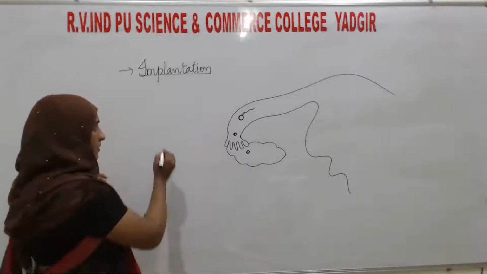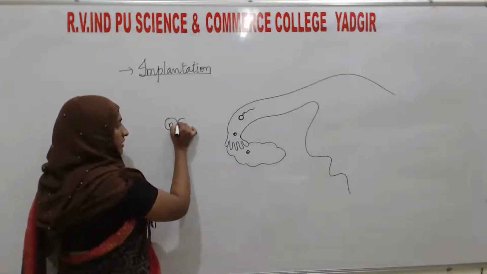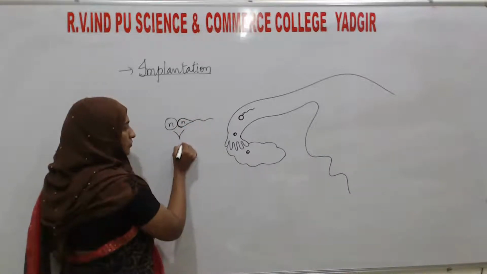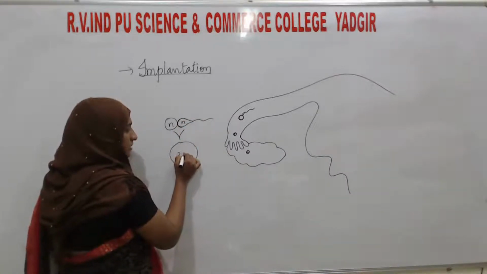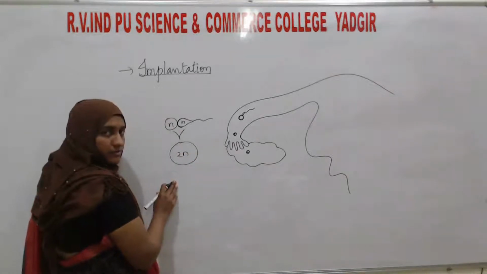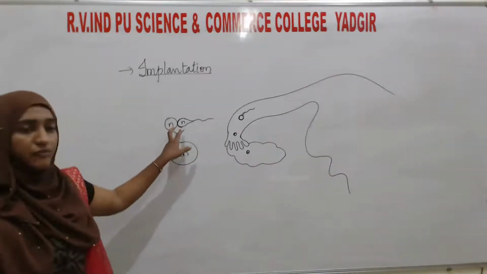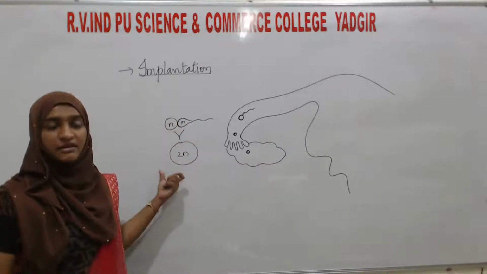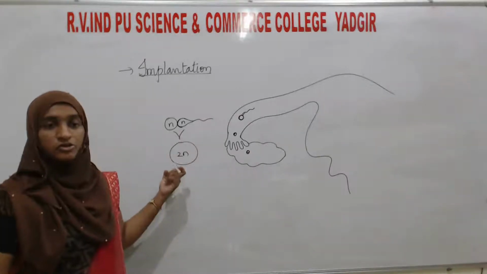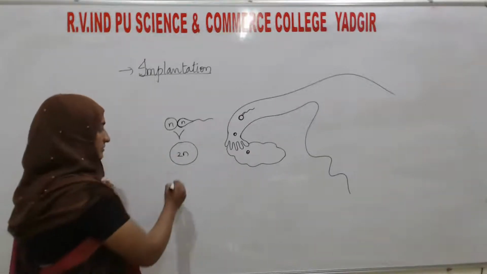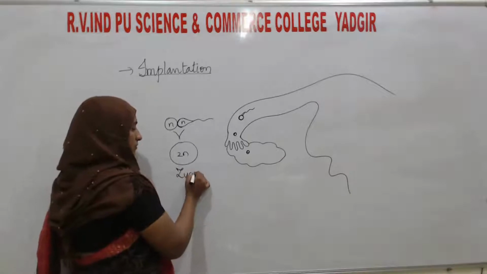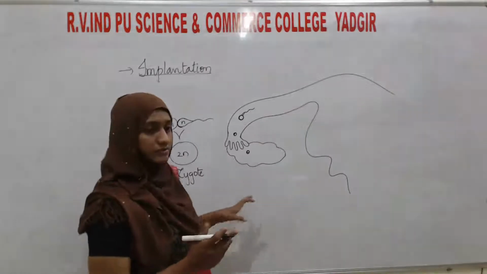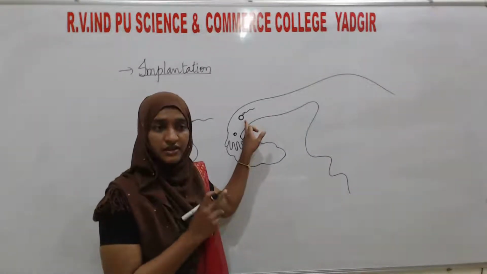Okay, see here, when the ovum is haploid and the sperm is also haploid, they fuse to form a zygote, that is diploid. By fusion of two cells, one cell is going to form, and that cell is the diploid cell. We can call it the zygote. So fertilization is taking place here in the oviduct.